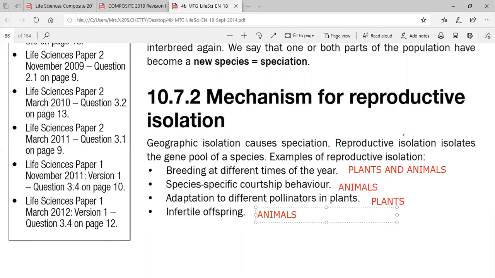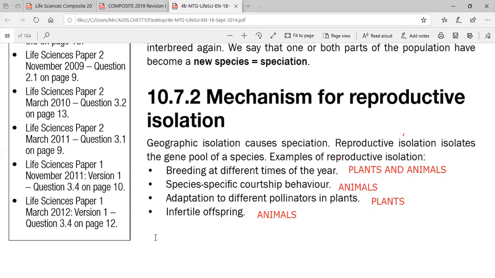Are you with me? Infertile offspring, generally this is with your animals, could be with your plants as well, where you take two different species, like in artificial selection, and mate them with each other, like the horse and the donkey, to produce a mule. The mule is an infertile offspring. It cannot produce babies. So that mule cannot now go and have more mules. So that becomes a reproductive barrier because it is infertile.